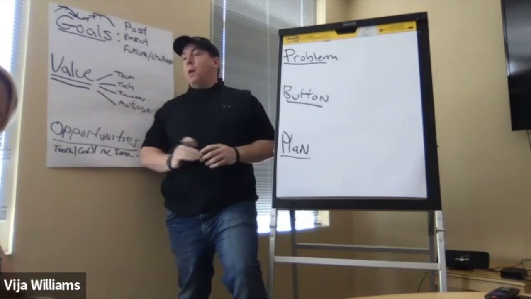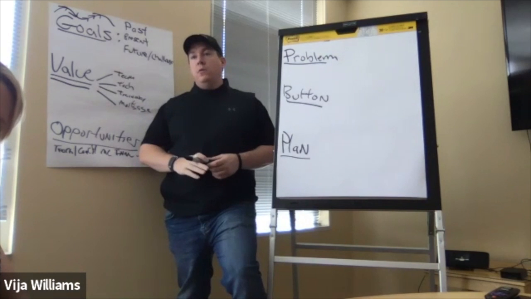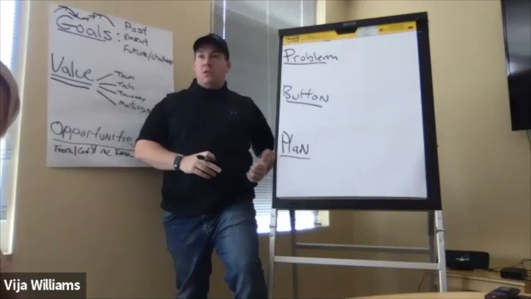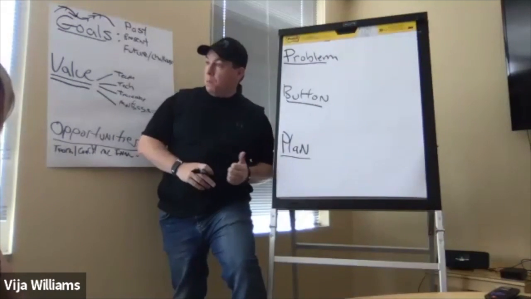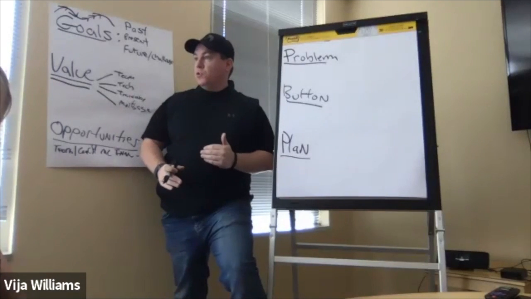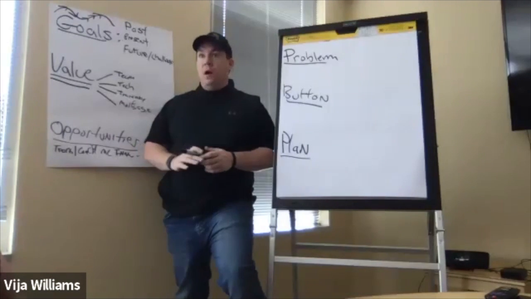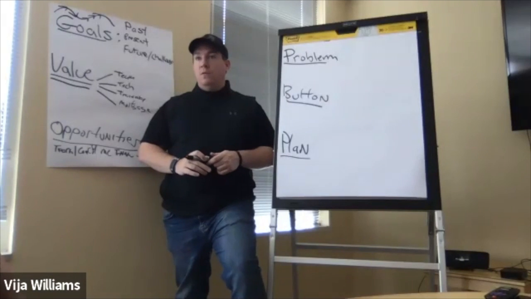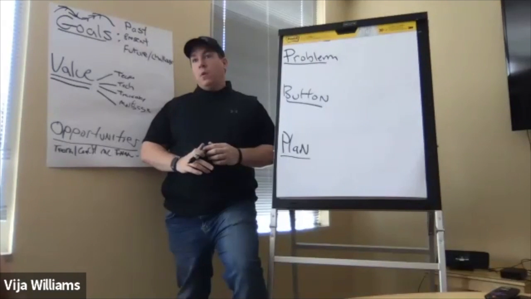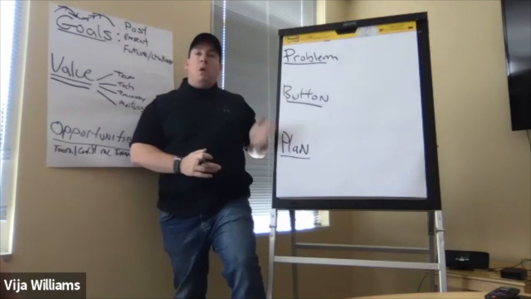This goal, value, opportunities is for you, not for me. I already know how to do this. This Problem, Button, Plan is for you guys. It's a model for you to remember, just like goals, priorities, strategies, GPS, just like the 135, just like the 3 L's of the MREA book, right? All those other things you can think about. This is just a model. This is just a plan.